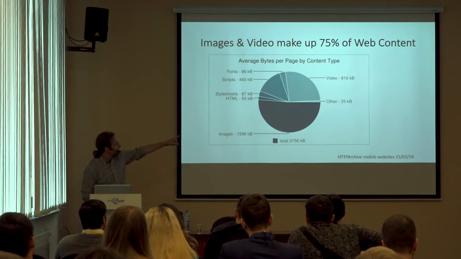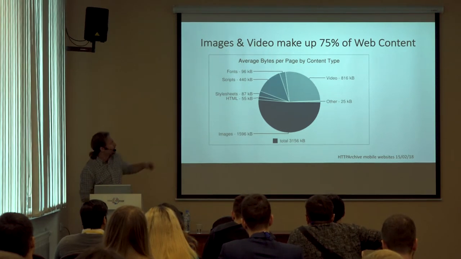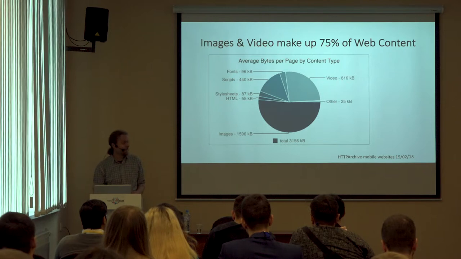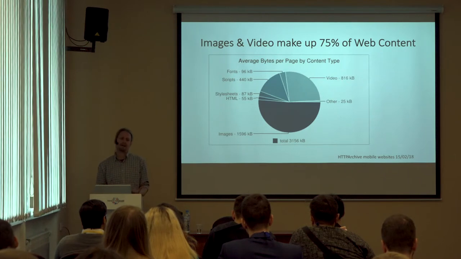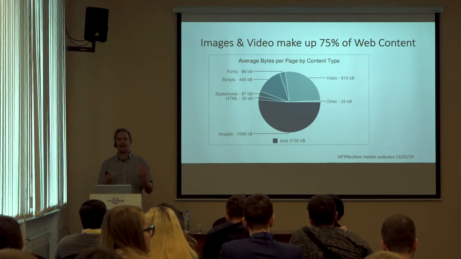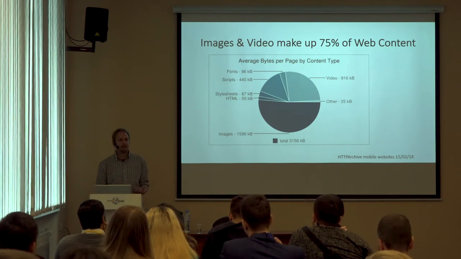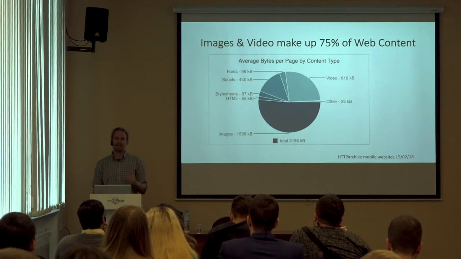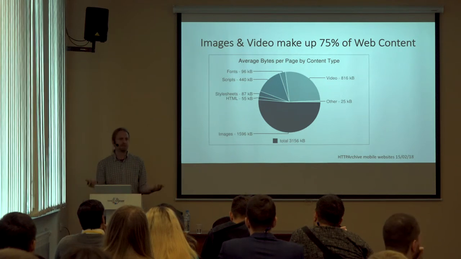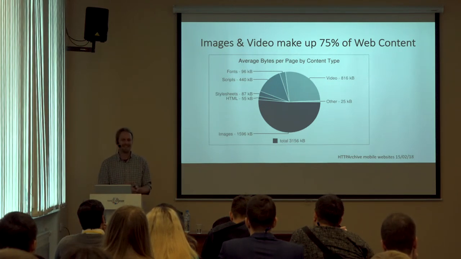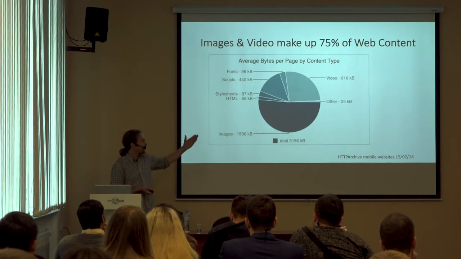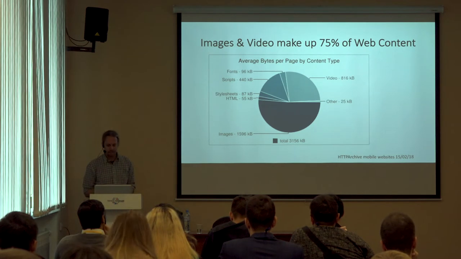So you can see that images are half. You can see video is about 25%. Most web pages don't have video, but this is sort of like the law of averages. The sites that do have video skew the average so much. Just like if Jeff Bezos came in and sat down, our average salary in this room would be $200 million a year each. Just the one website throws off that average by a great deal.